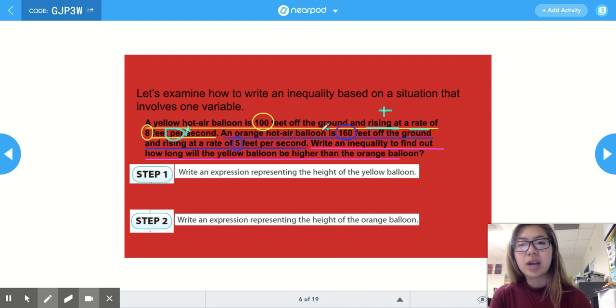An orange hot air balloon is 160 feet off the ground and rising at a rate of 5 feet per second.